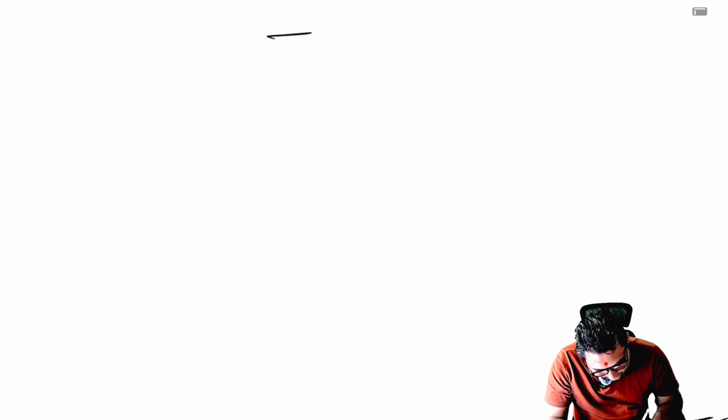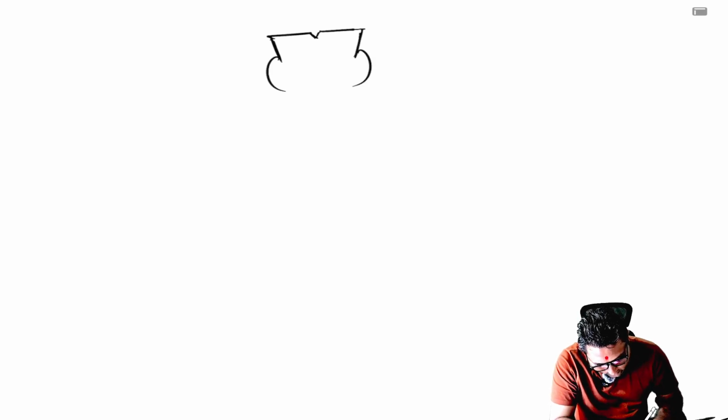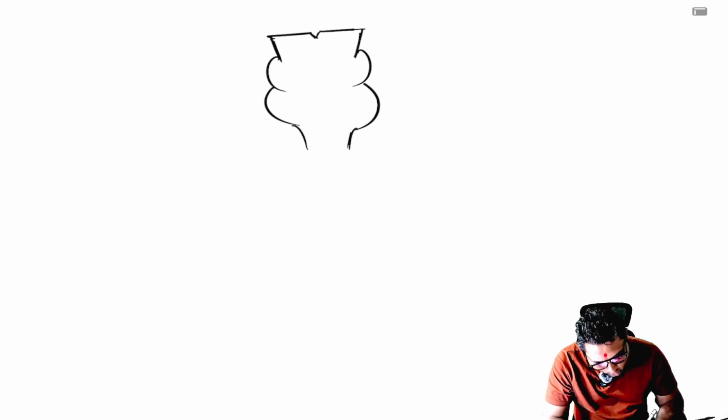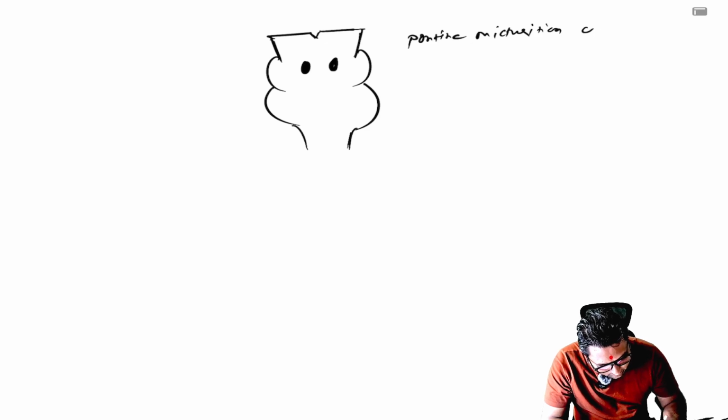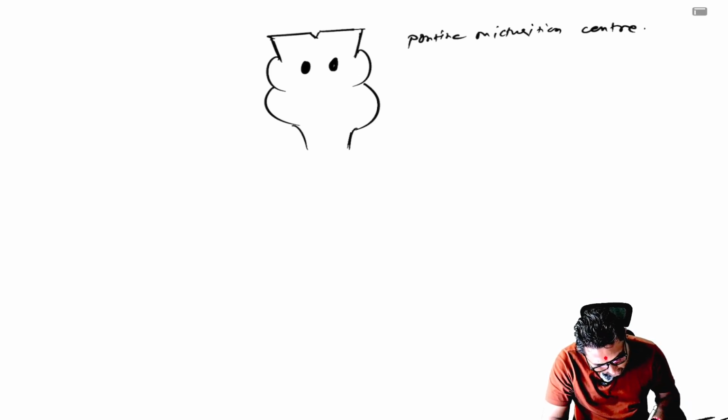Now let's suppose this is the midbrain. We all know that there are three parts of the brainstem: midbrain, pons and medulla. And the medulla continues as the spinal cord. Within the pons there are micturition centers, and these are called the pontine micturition center.